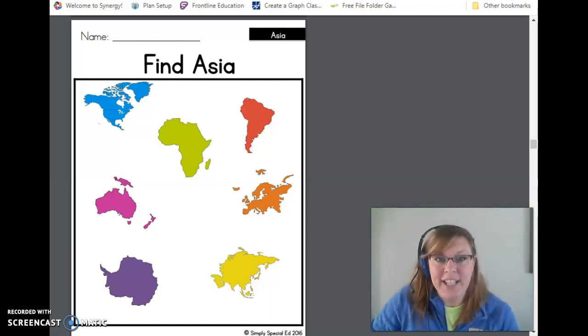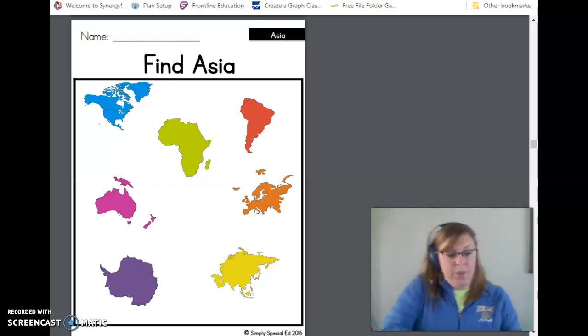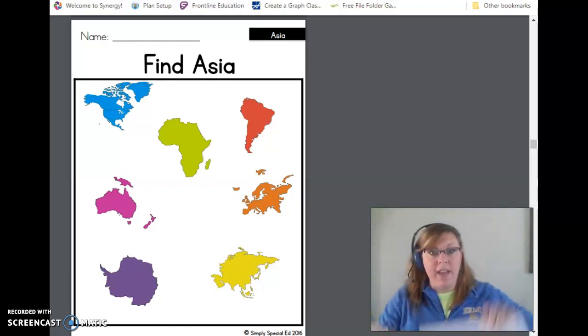We are going to continue on our continents lessons. Today we're going to do the lesson on Asia. Let's look at all of our continents and see if we can find Asia. First, let's see which ones we've already found.